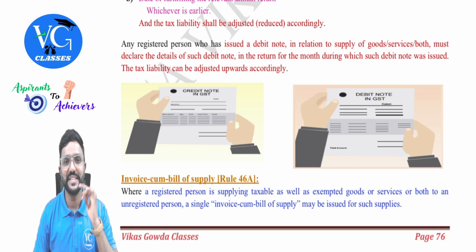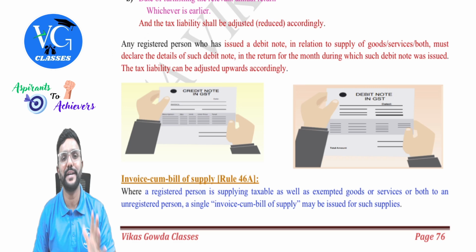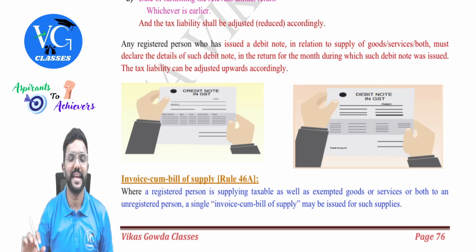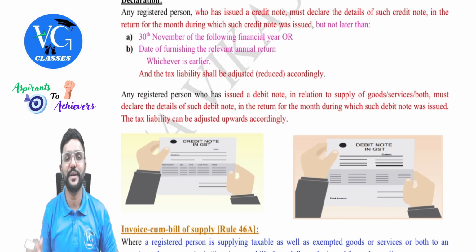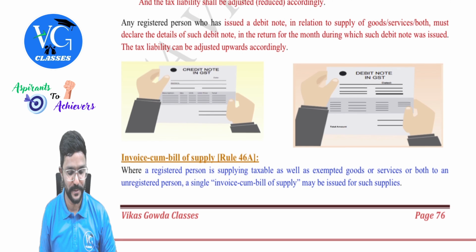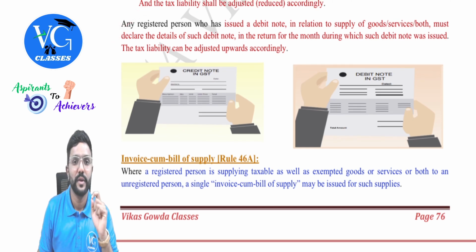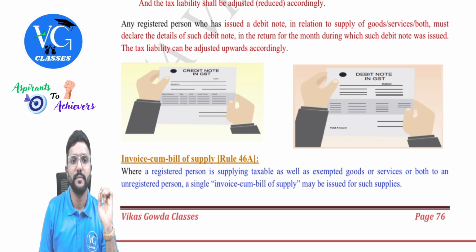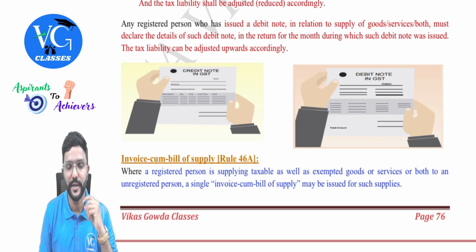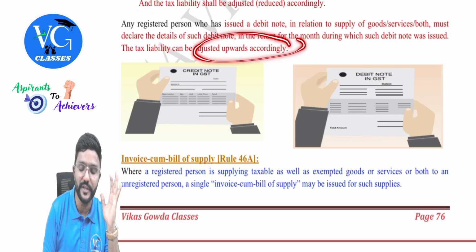So whenever debit note is issued, in the same month GSTR 1, the details of debit note has to be disclosed. Sir, can I give it later like for credit note? No, no. For debit note, no extended time, guys. So let me read it. Any registered person who has issued a debit note in relation to supply of goods or services or both must declare the details of such debit note in the return for the month during which such debit note was issued, and the tax liability will be adjusted upwards accordingly.